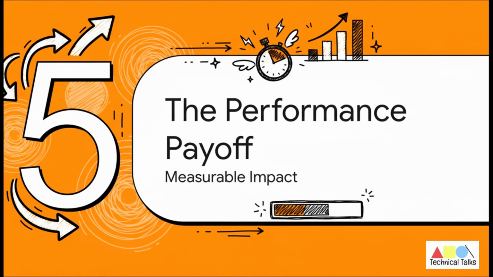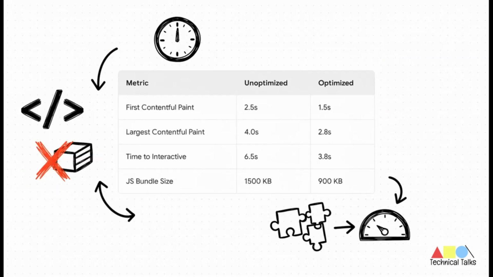Okay, so we've covered the how and the why, but now for the big payoff. What's the actual, measurable difference this makes? Let's look at the numbers. So check this out. This is the hard data from that study we mentioned, and the results are just wow. First Contentful Paint, that's how fast something appears on screen, dropped by a whole second. The total JS bundle size was cut by 600 kilobytes. That's huge! But the number that really blows my mind is the time to interactive.